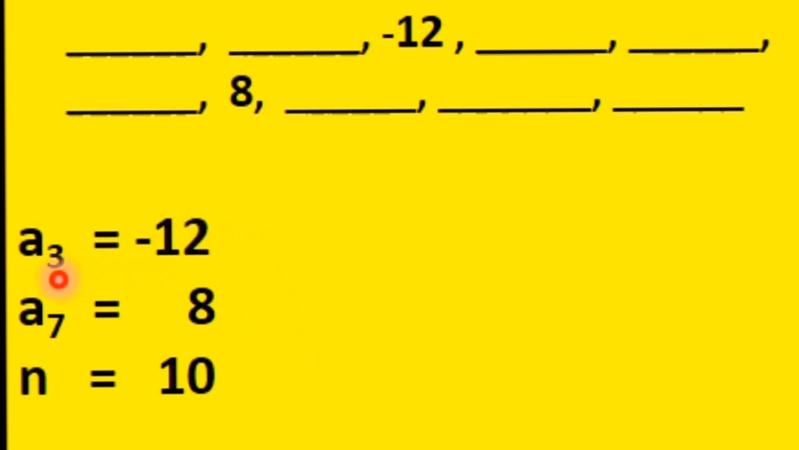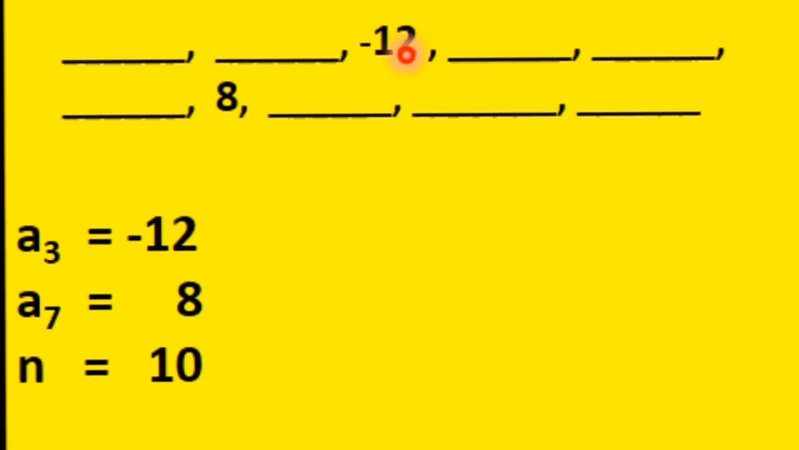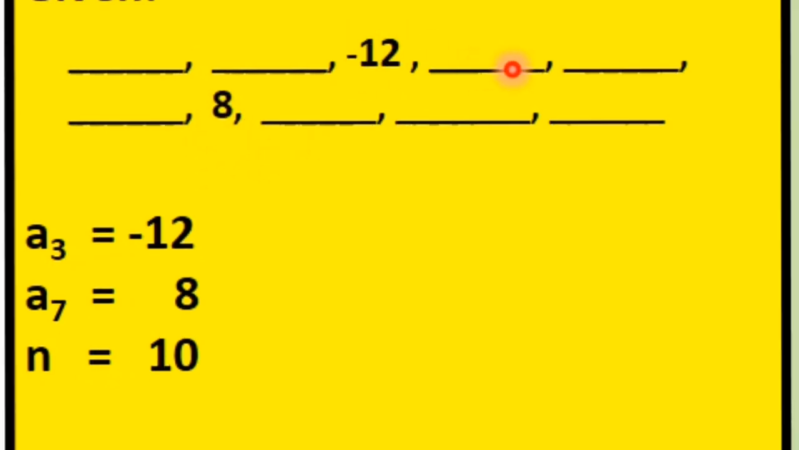Okay? So, given A sub 3, which is negative 12, A sub 7 is equal to 8, and the number of terms is 10. First 10 terms. Here we start, from negative 12 up to 8, because this is the beginning and this is the end. First, we get the value here.